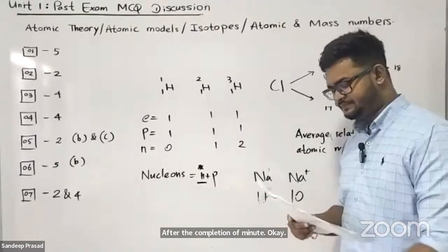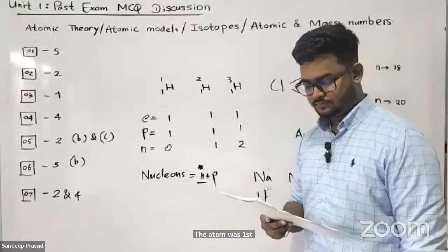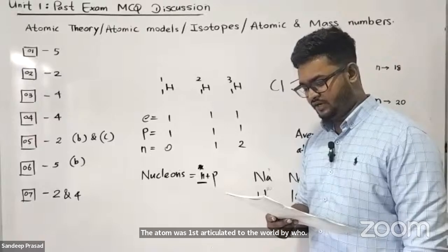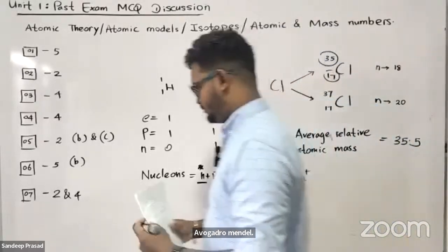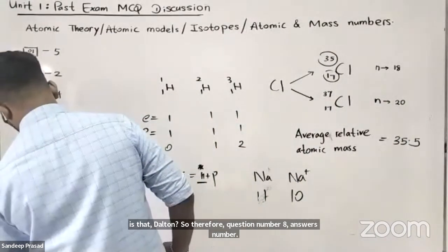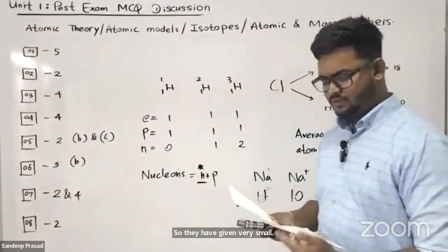Question number 8. The atom was first articulated to the world by who? Cannizzaro, Dalton, Debaunier, Avogadro, Mendeleev. Who is that? Dalton. So question number 8, answer is number 2. So they have given very small, very easy questions in the examination. Question number 9.